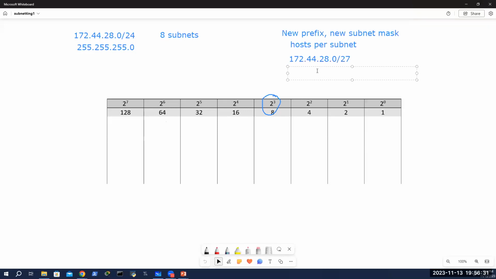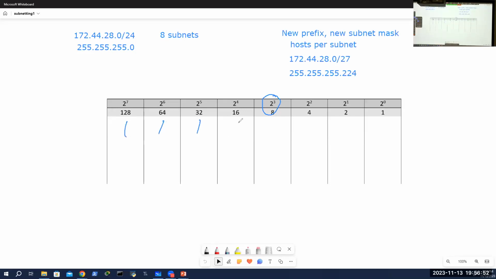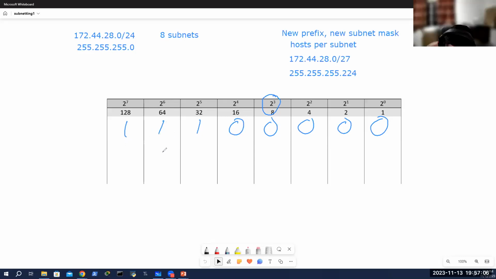Yeah, 255, 255, 255, 224. You have to have ones in order. So that comes from there being 3 bits. We put them in our table, always starting from the left, and then the rest of the bits are 0 for our host bits. You just add up those 3 columns where our 3 bits are: 128, 192, plus 32 is 224. That's our new subnet mask.